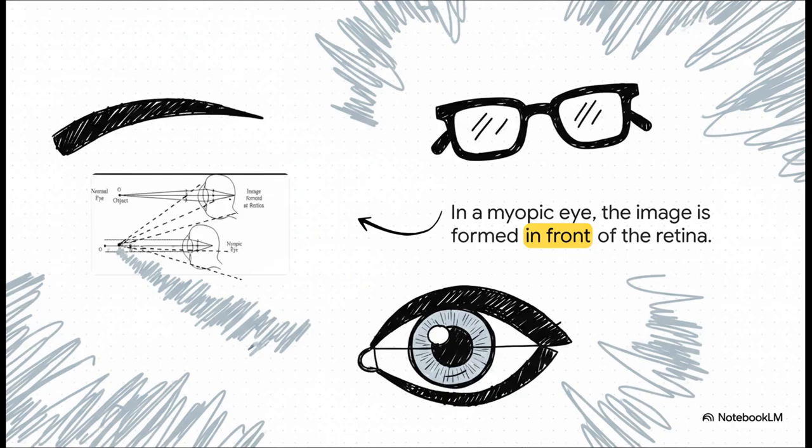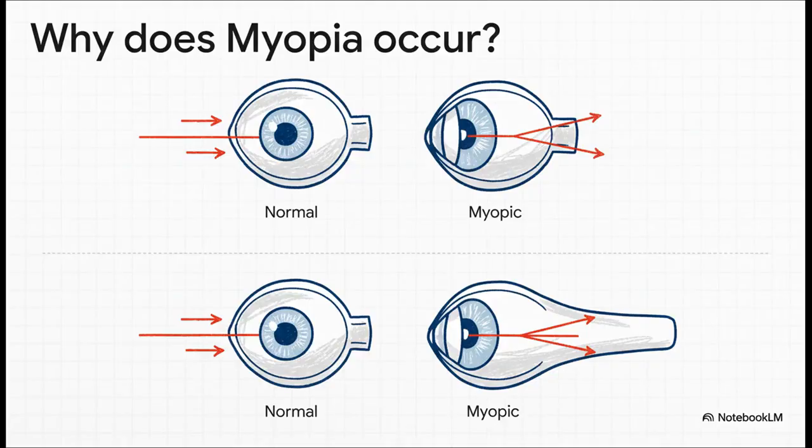So, why does this blurring happen? Let's look at the ray diagram to understand. In a myopic eye, you can see that the light rays coming from a far-off object are getting focused too soon. So the image is formed in front of the retina instead of on it. And since the image is not landing on the retina, the distant object appears blurry. It's as simple as that. So this brings us to the two main reasons why myopia occurs. The first reason is what we call excessive curvature of the eye lens.